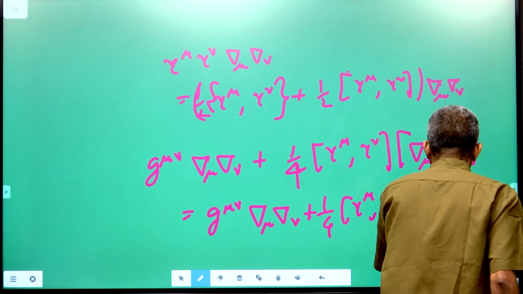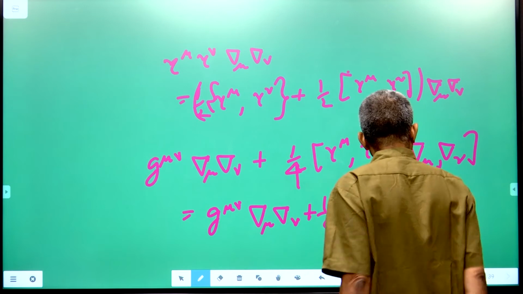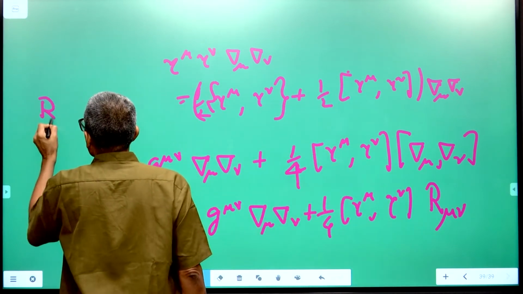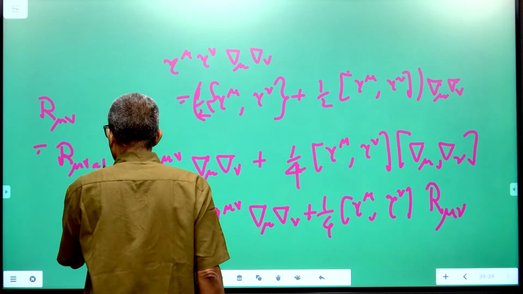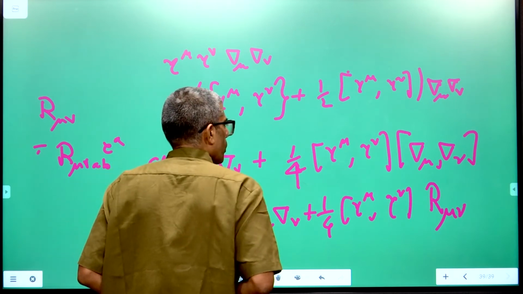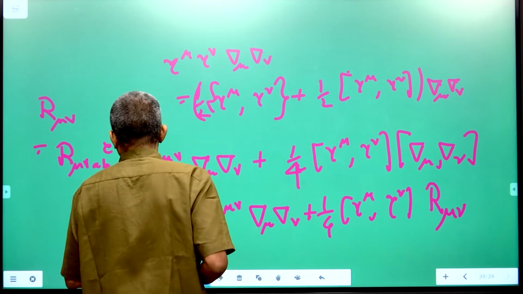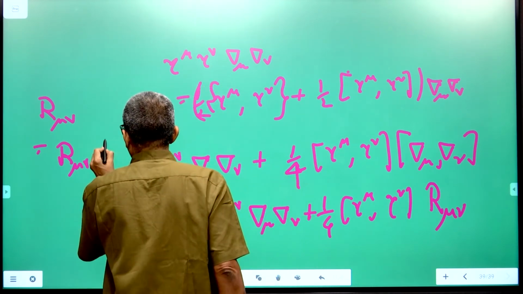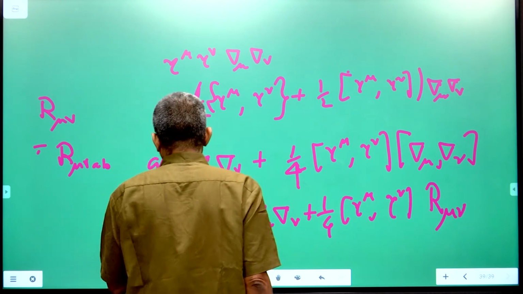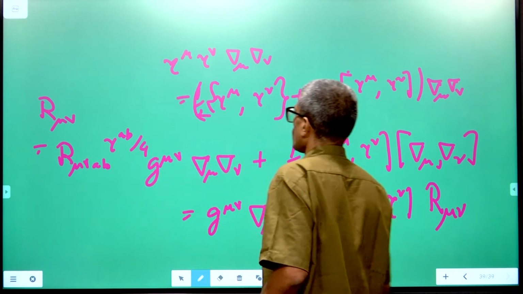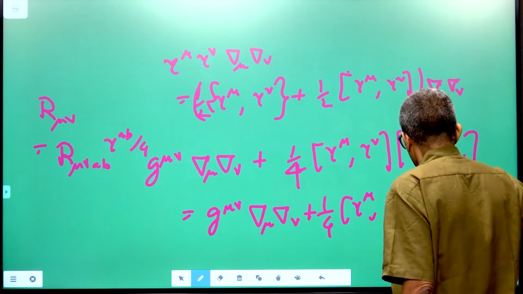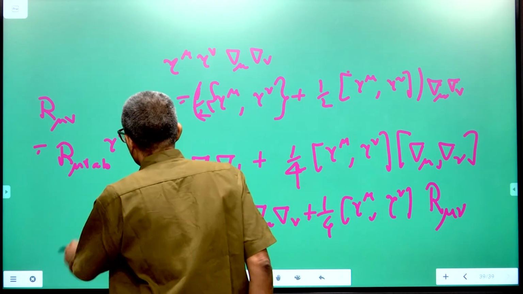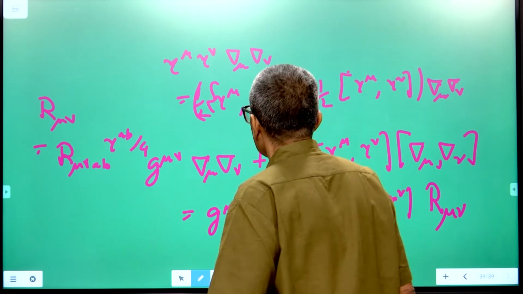Then here I can write it as R mu nu, where R mu nu is the curvature of the manifold. The commutator of del mu and del nu is not the Ricci tensor, it is the curvature tensor, a 2-form. What I mean is that R mu nu can be written as R mu nu a b into gamma a b by 4, where R mu nu a b is the total curvature. It consists of both the curvature coming from the spin connection of the tangent bundle, or equivalently from the gravitational field, as well as that coming from the Yang-Mills field.